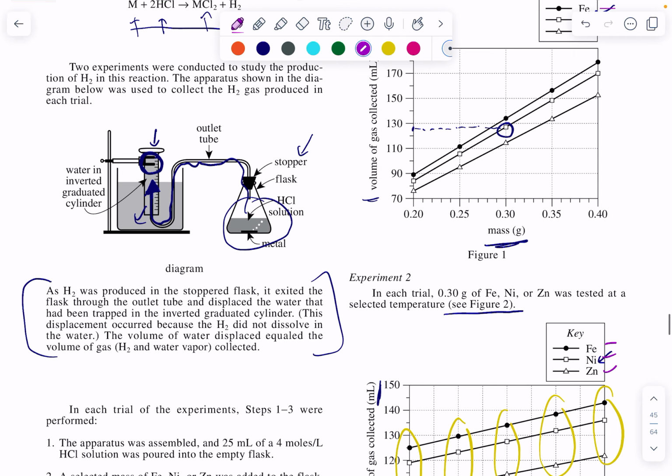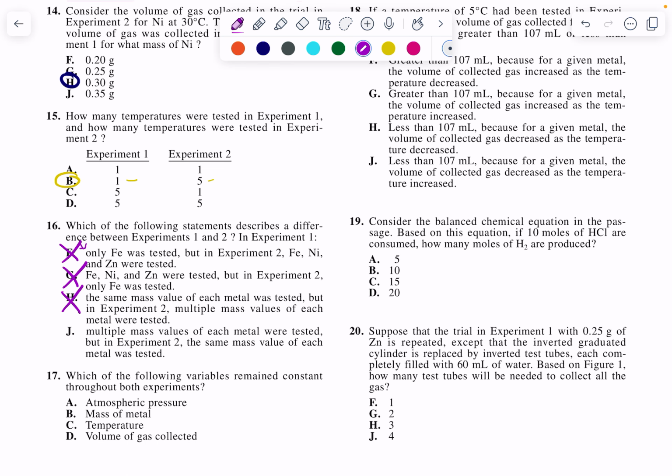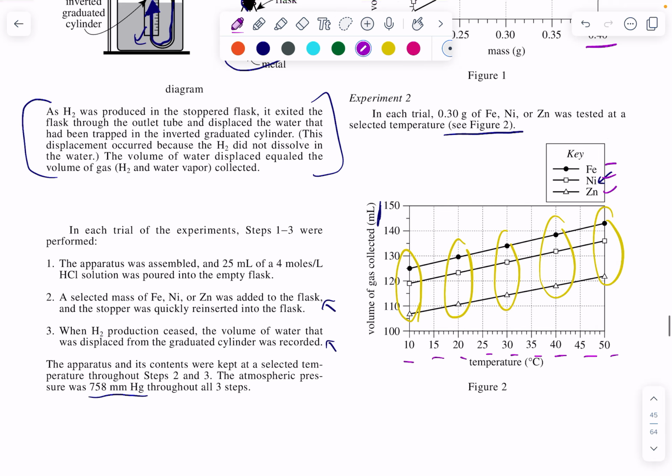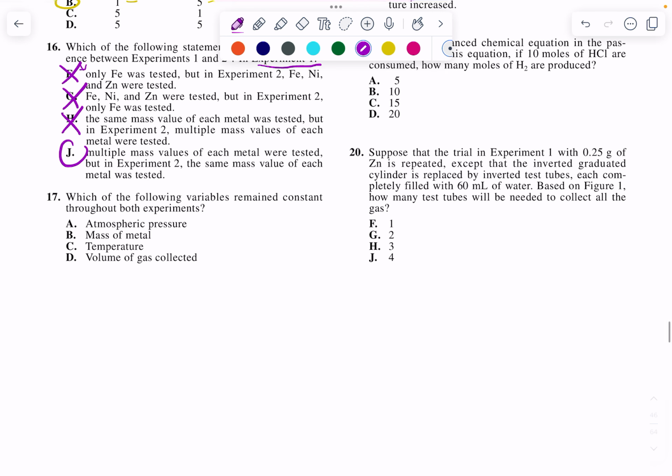In experiment 1, this is when we're changing the mass, trying different mass, 0.2 grams, 0.4 grams, etc. So that one's not right, which just leaves J. Multiple mass values of each metal were tested in experiment 1, but in experiment 2, the same mass value of each metal was tested, which is indeed true. This experiment 2 tells us we did 0.30 grams of each metal. In experiment 1, we were changing, so that is just J right there.